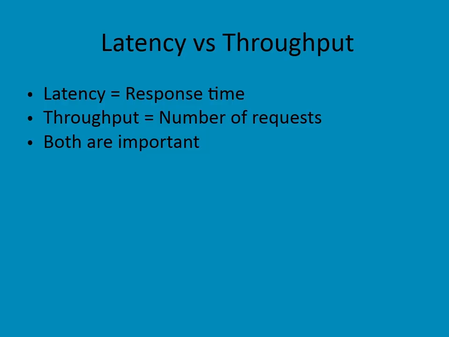Latency versus throughput. Latency means how fast a single request is processed. Throughput means how many requests the system can handle at the same time. Think of latency as speed and throughput as capacity. Both are very important concepts in distributed systems.